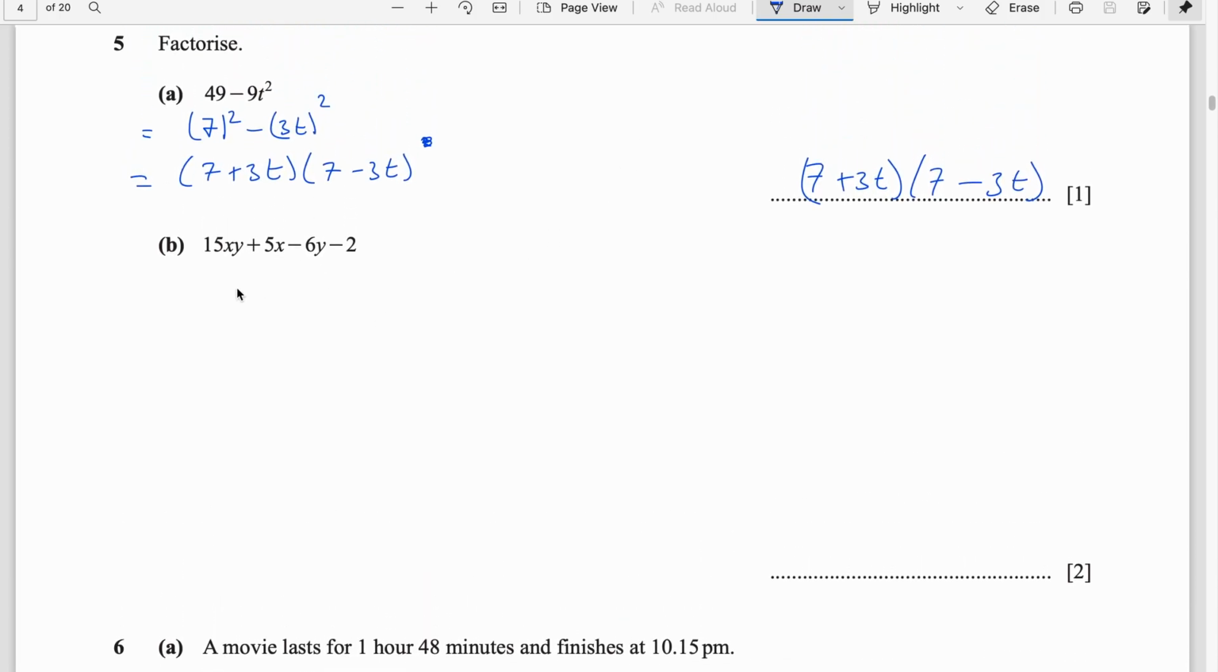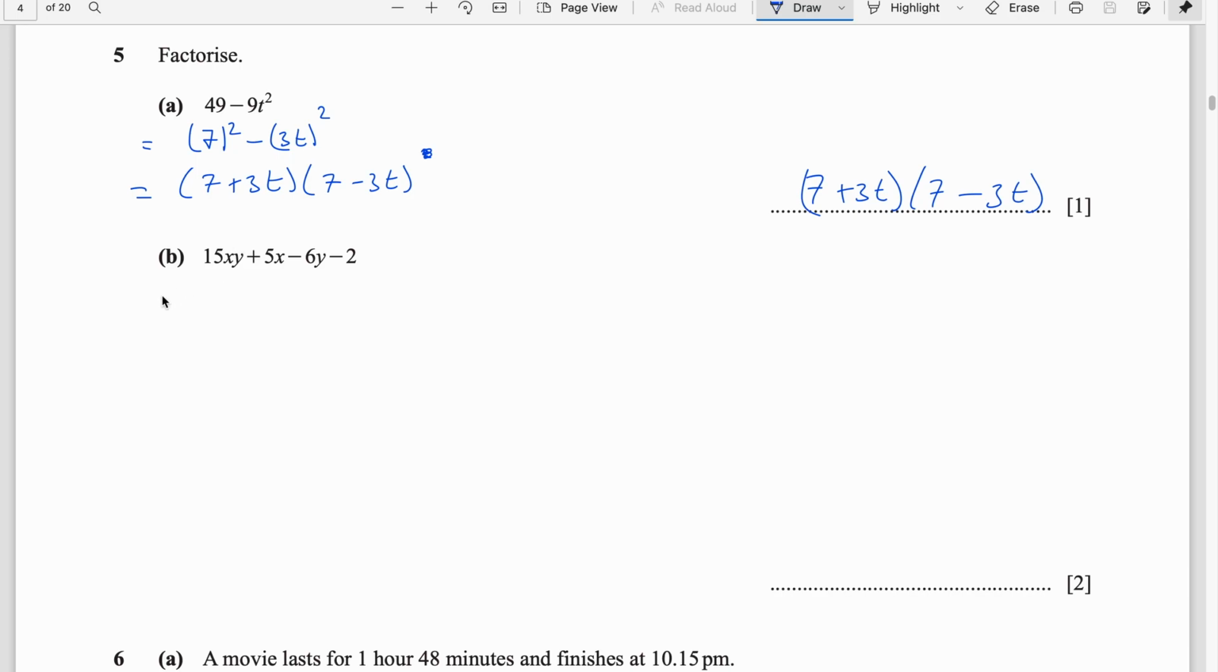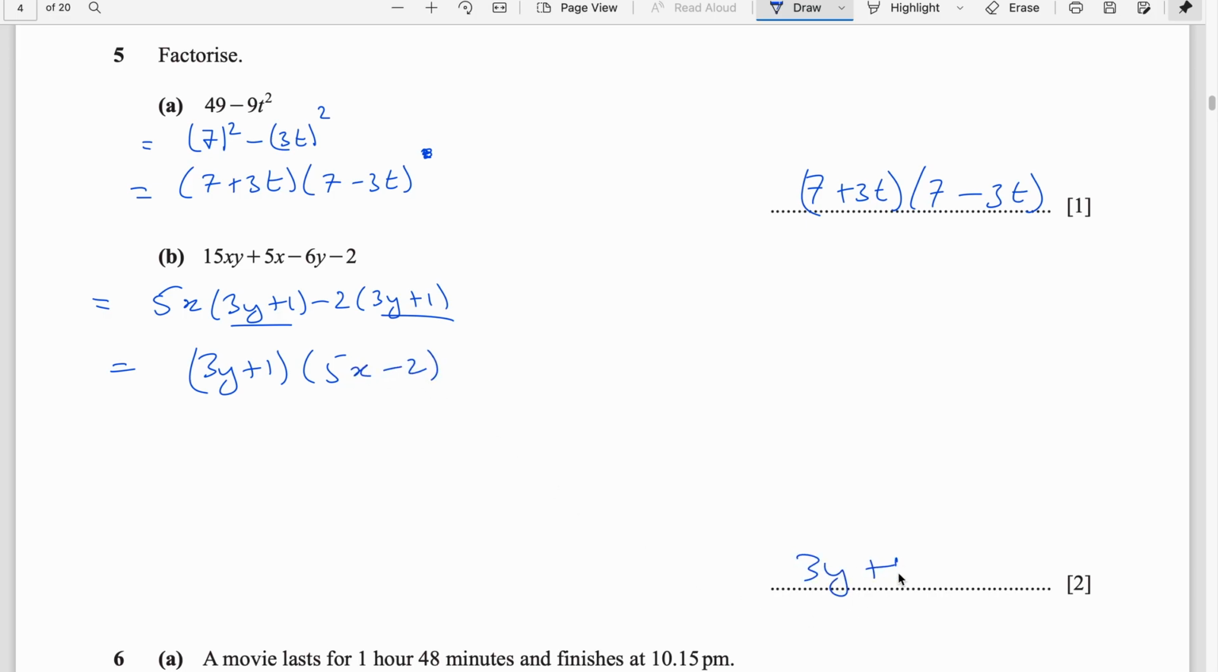B part, taking out common, we can take out 5x because it's common, so left with 3y plus 1 minus 2 is common, 3y plus 1. These two brackets are same, so take it out common again, 5x minus 2. So 3y plus 1 times 5x minus 2.